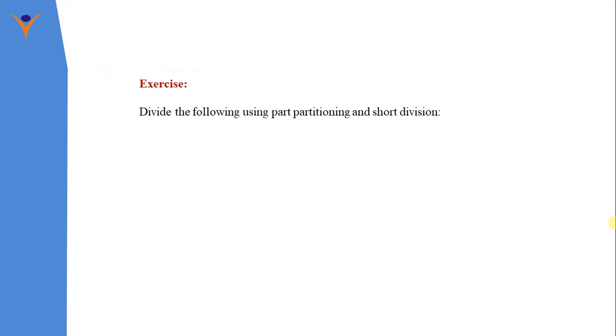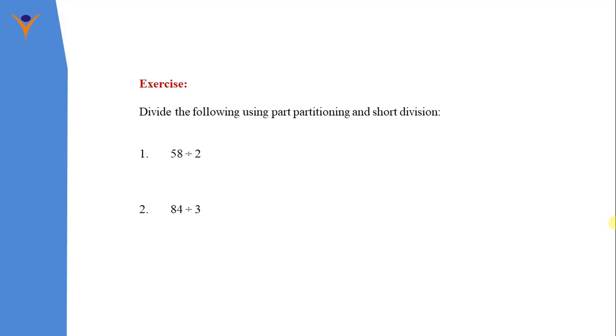So it's time for you to try your hand. It says divide the following using partitioning and short division. So here they are. Number 1, 58 divided by 2. And then number 2, 84 divided by 3. Okay, so pause the video and get this done. When you are through, come back. Let's see how correct you will be. Pause the video now. Alright, you're welcome back.